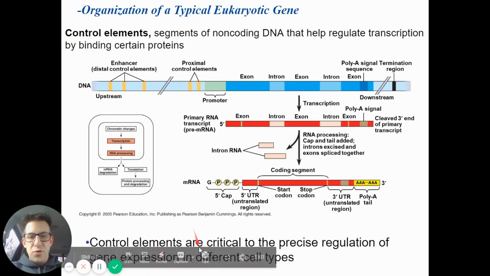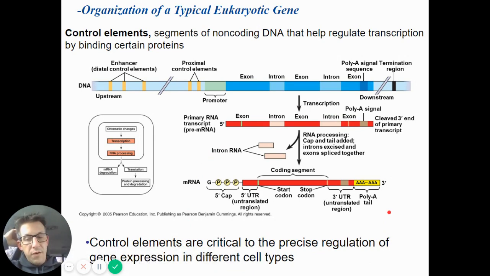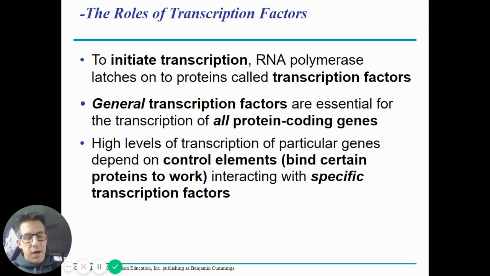Okay. So the control elements are critical to the precise regulation of gene expression in different cell types. So these control elements, even though they're non-coding and even though they don't give you mRNA or genes or proteins or anything like that, transcription can't happen without them because they are like the turn on button. It is like the go button. It is like the key that unlocks the gene. Okay, so we're going to talk about how those work. But to do so, we need to discuss what transcription factors are.